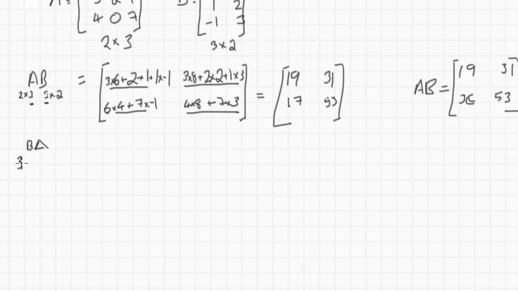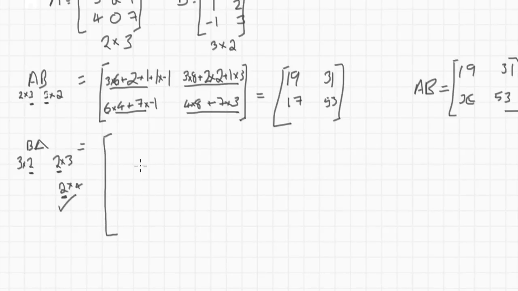So B is a 3 by 2 matrix. We're going to multiply it by A, which is a 2 by 3 matrix. Okay, this still works because our inner dimensions are still the same. Our outer dimensions happen to be the same, but they don't have to be. If A was a 2 by 4 matrix, that would be the same as this, and it would still work. BA, however, is going to be a 3 by 3 matrix.